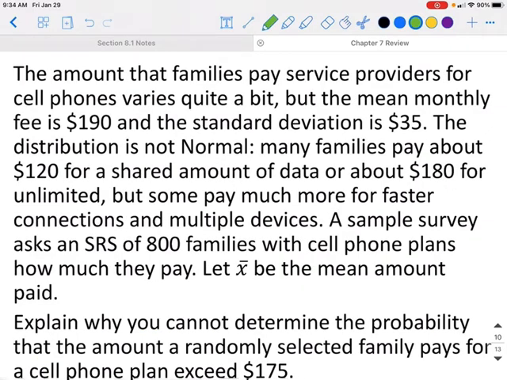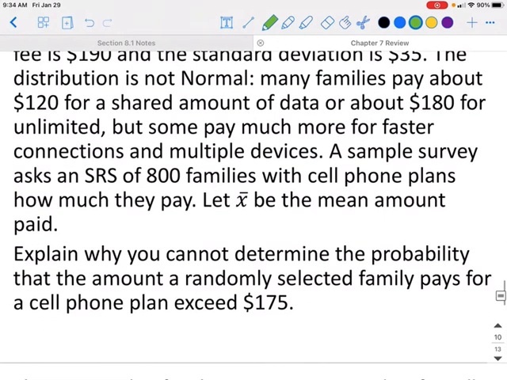The amount that families pay service providers for cell phones varies quite a bit, but the mean monthly fee is $190 and the standard deviation is 35. The distribution is not normal. Many families pay about $120 for a shared amount of data or about $180 for unlimited, but some pay much more for faster connections and multiple devices. A sample survey asked a simple random sample of 800 families with cell phone plans how much they pay. We're going to let X be the mean amount paid.